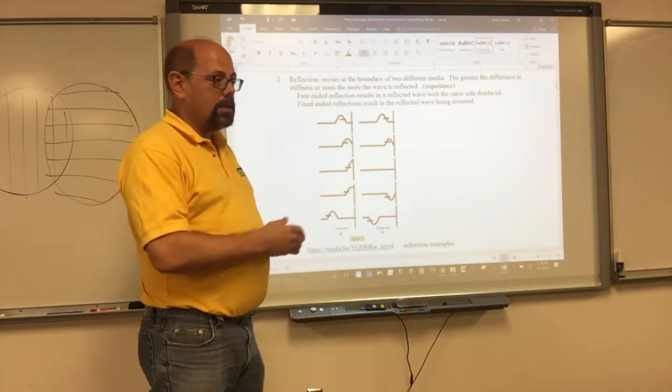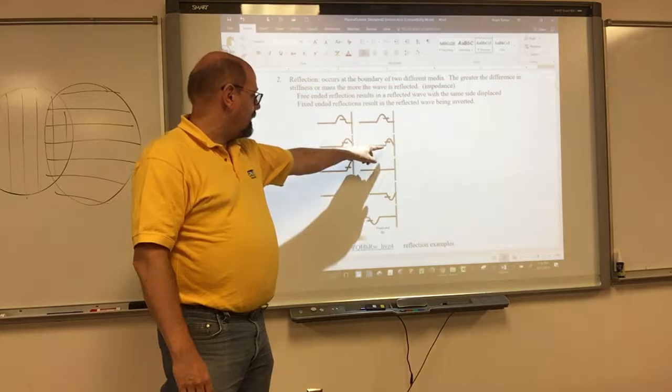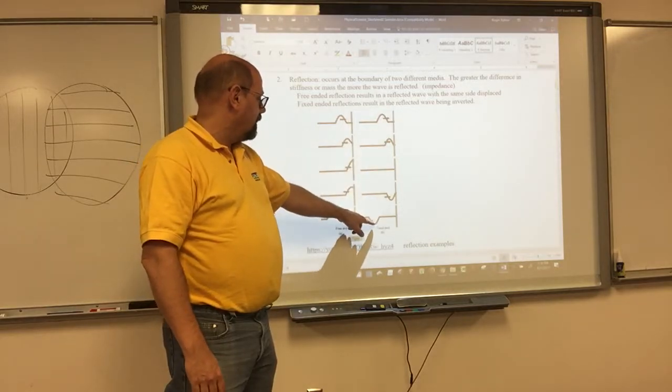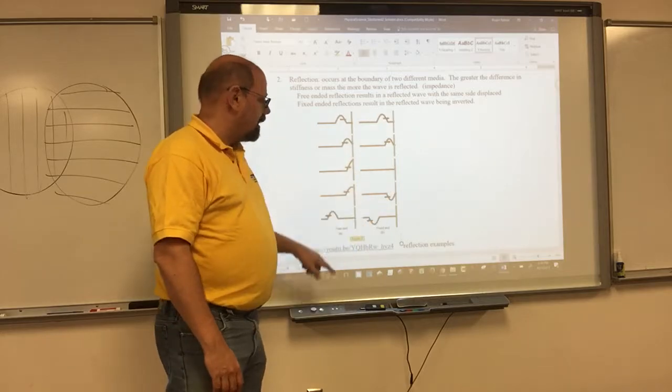Now, a string, like the slinky we had, may be attached, and you'll see that the reflection comes back when it's attached, but it'll come back inverted. So as it goes in this way, it's going to hit this end. It's going to stay still, but then it's going to come back on the opposite side.